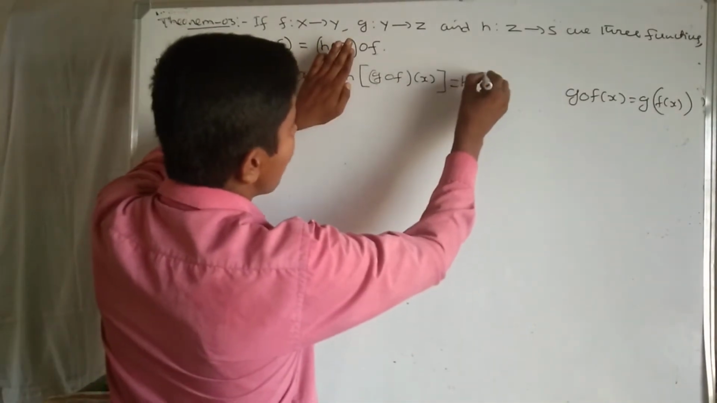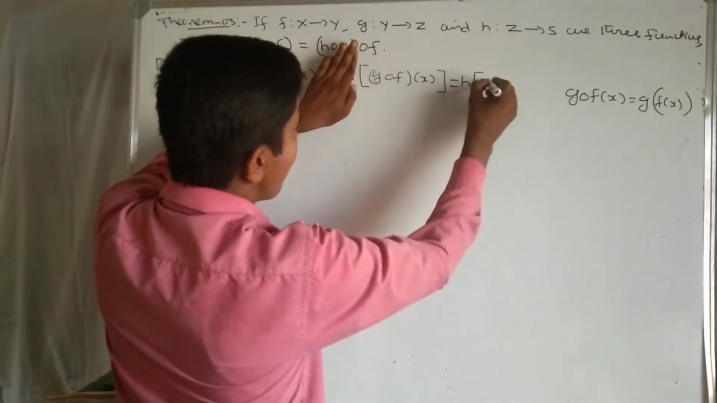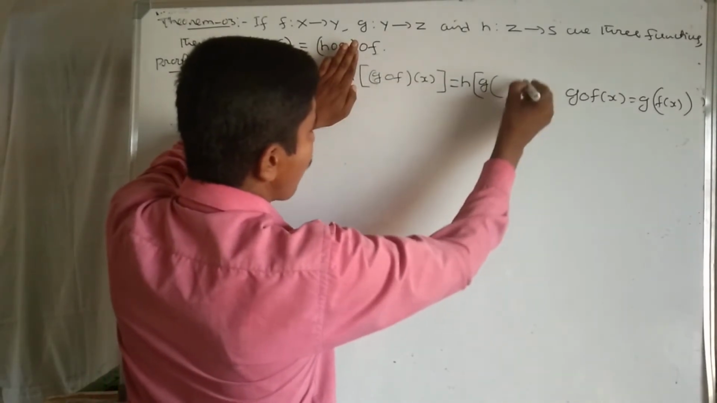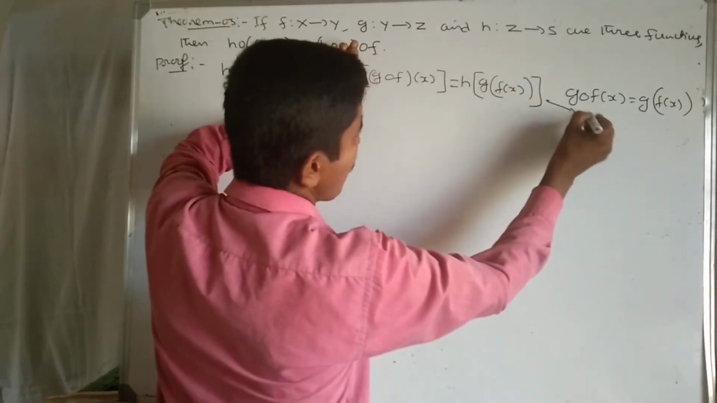Next, h of this again can be defined as g of f of x. Called as equation 1.